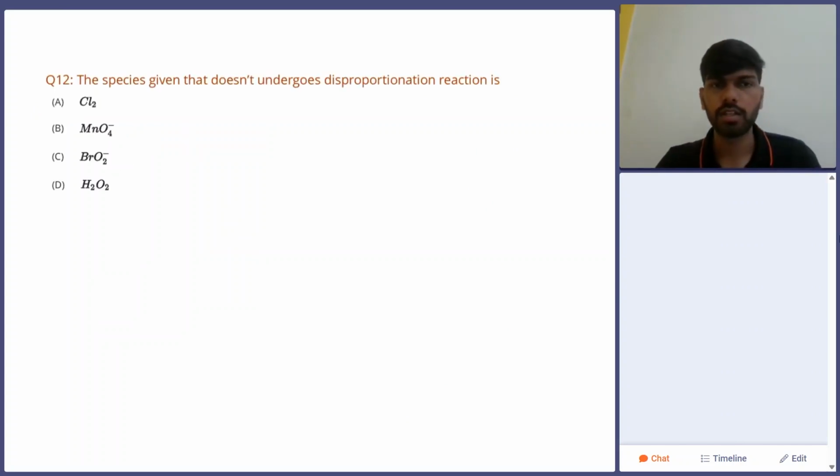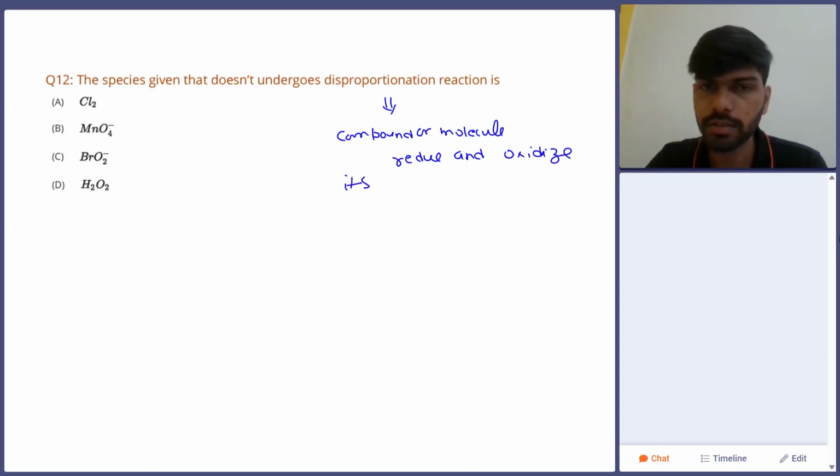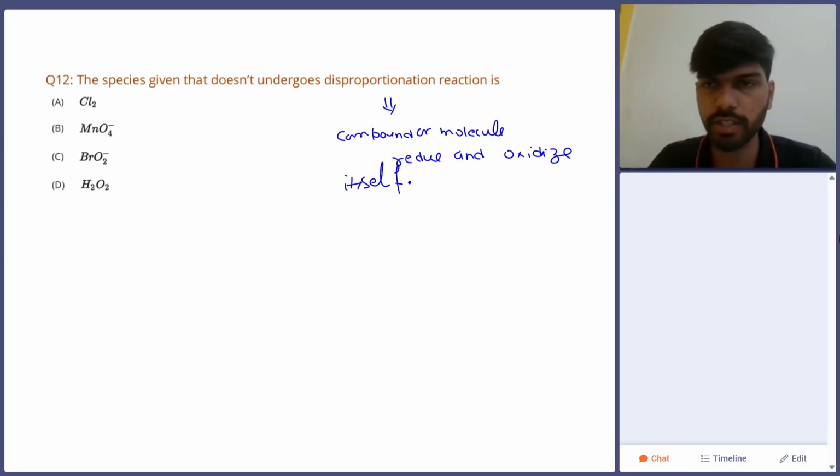Next, the species that does not undergo a disproportionation reaction. For a disproportionation reaction, a compound or molecule reduces and oxidizes itself. Reduce or oxidize itself. Is that clear for the disproportionation reaction, class?